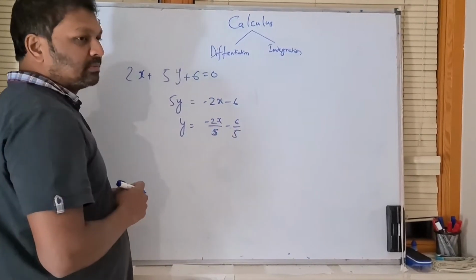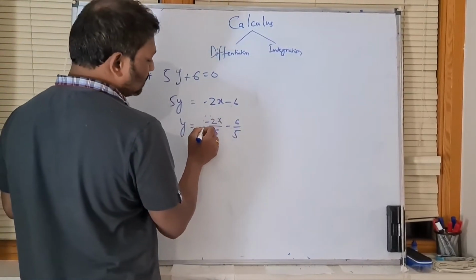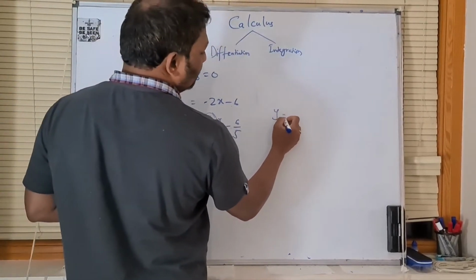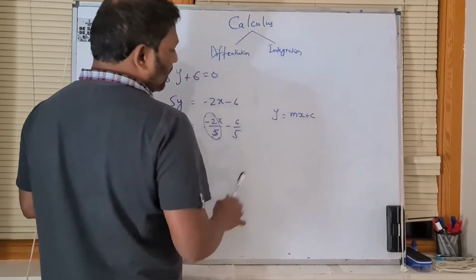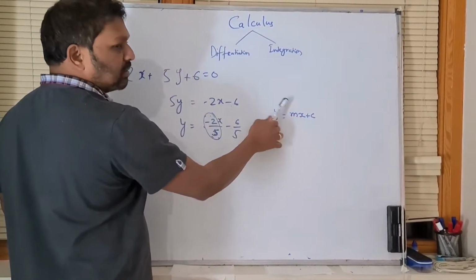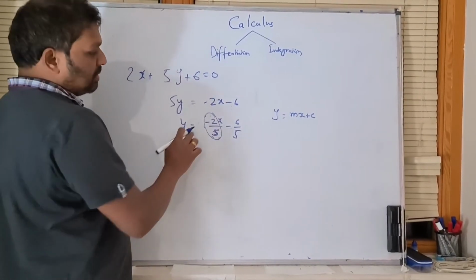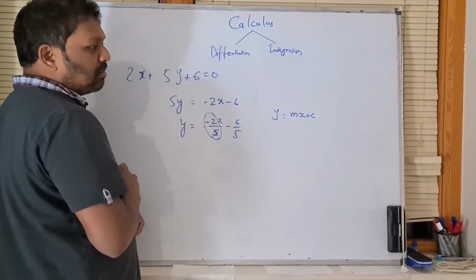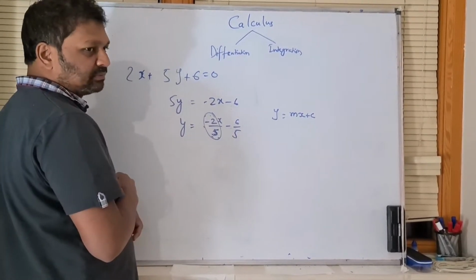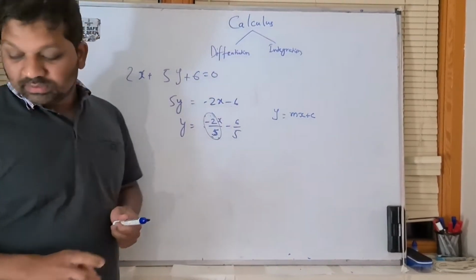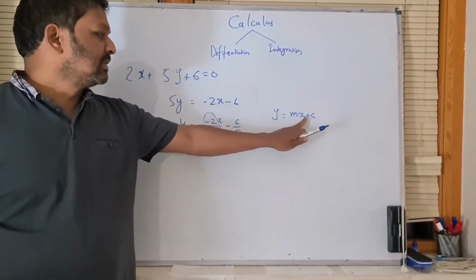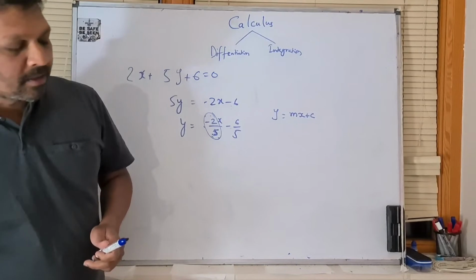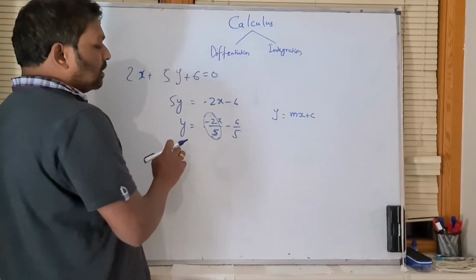So now what is the slope? Minus 2 by 5, this part is the slope. Because if you compare this with y is equal to mx plus c, whatever is the coefficient of x is going to be the slope. What is the y-intercept here in this equation? Minus 6 by 5, because here it is plus c. So c is equal to minus 6 by 5. That is the slope of the line.